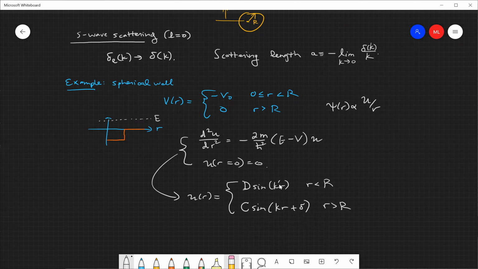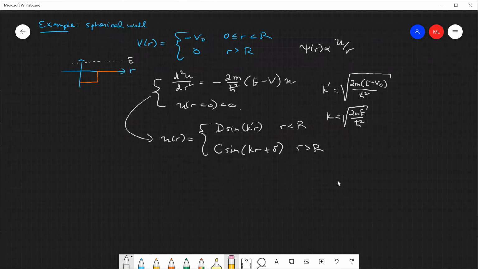And then there's, of course, the k prime, where it's just the same as we did before for 1D scattering. This is the square root of 2m (E plus V naught) over h bar squared, because in that potential well region, you pick up some potential energy. And outside of it, it's just whatever the incoming kinetic energy is. It's just the usual thing, solving a square well.